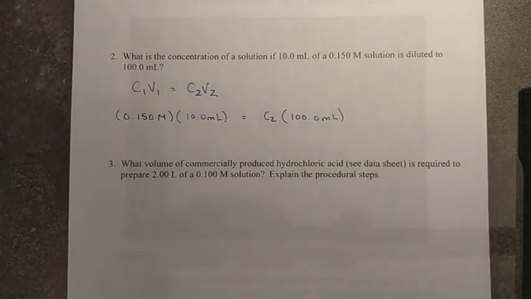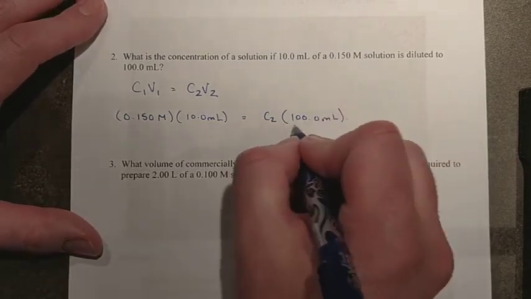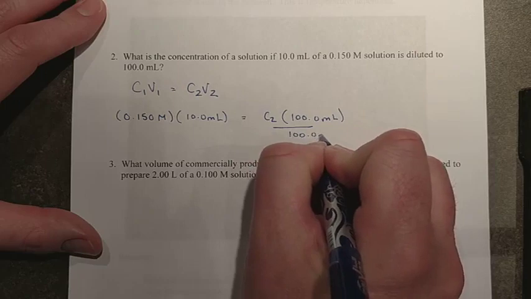How would I solve for this one? Well, now it's just simple algebra. I need to get C by itself, so I'll divide both sides by 100 mL.